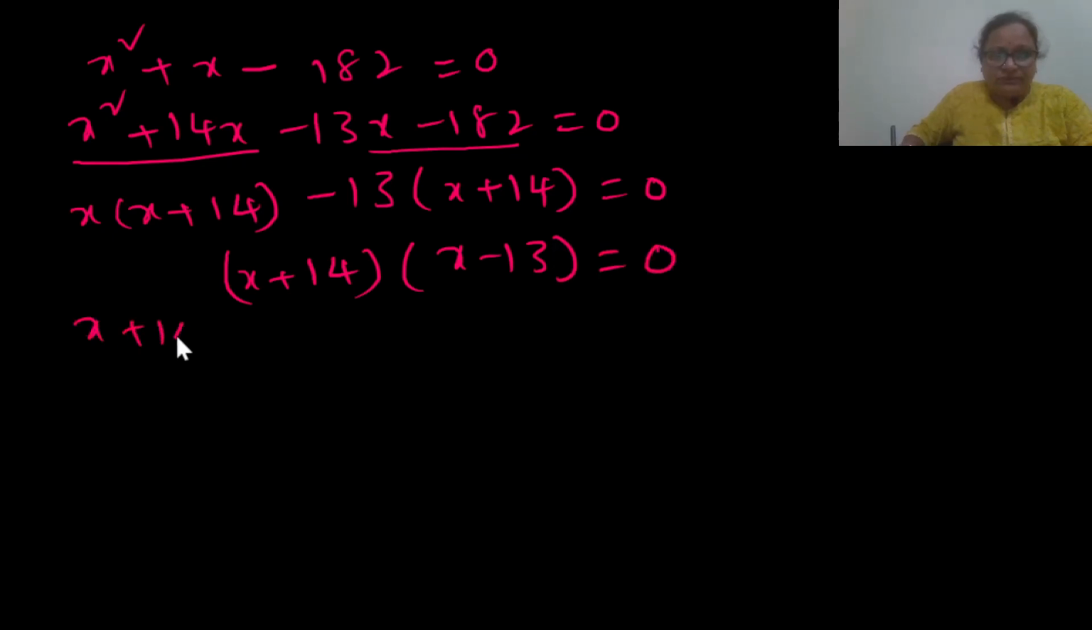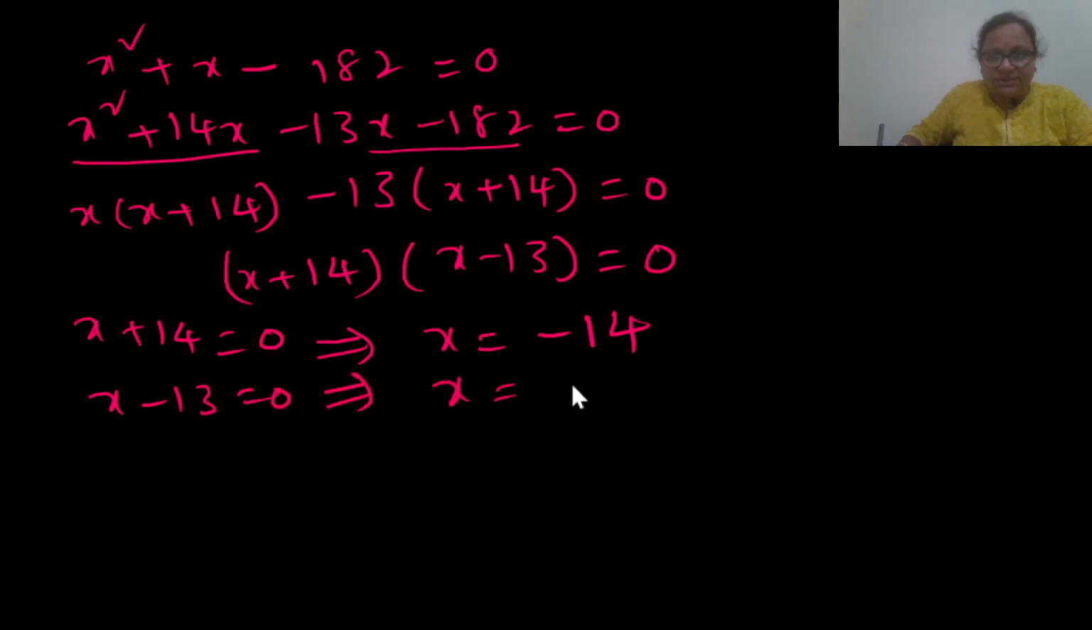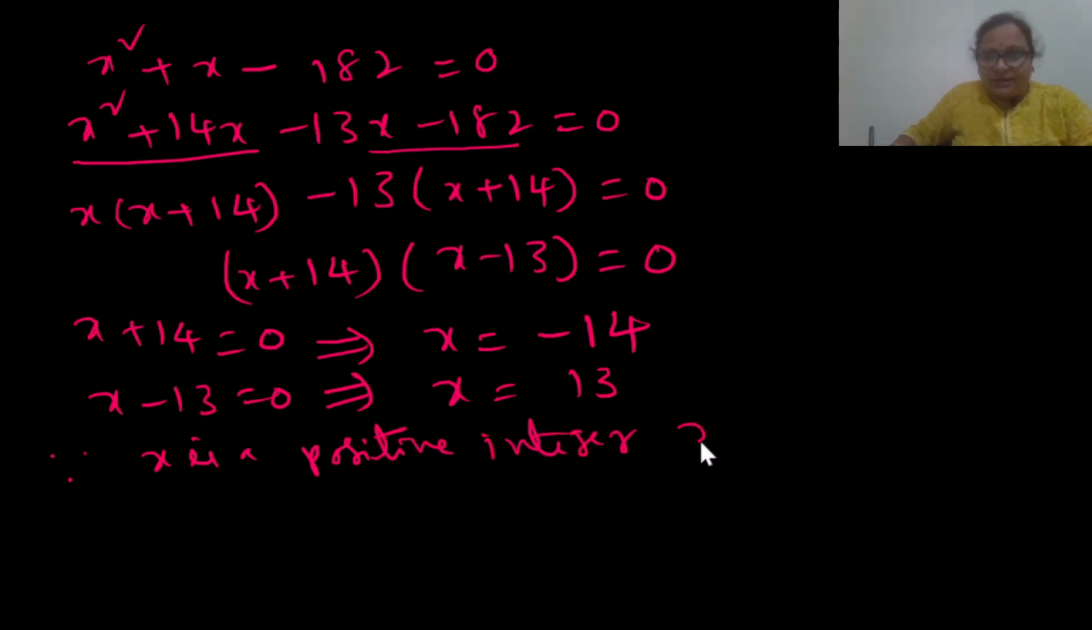So x plus 14 is equal to 0. That implies x is equal to minus 14. x minus 13 is equal to 0. That implies x is 13. Since x is a positive integer, x is equal to minus 14 is rejected.